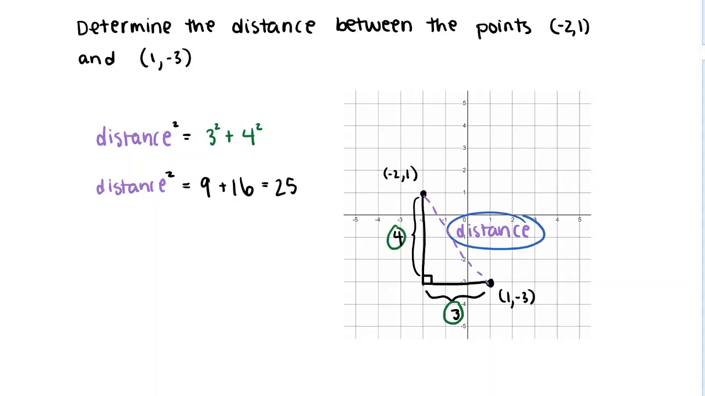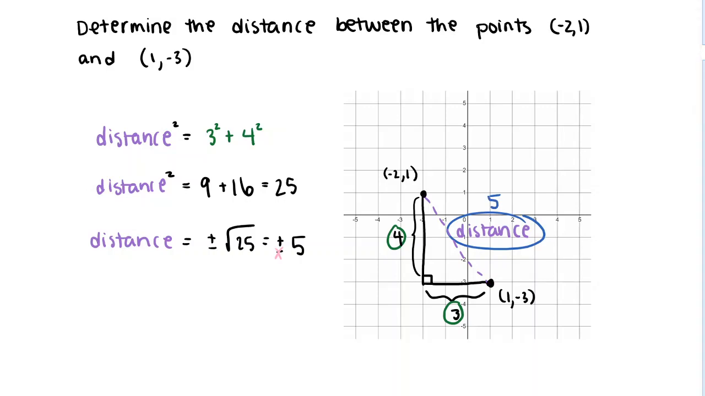Right, so the square of our distance is 25, and so if we were to take the square root of both sides, plus or minus the square root of both sides to solve this equation, we get plus or minus the square root of 25 is 5. And again, we're talking about a distance here. We can disregard that negative possibility. Right, so this distance is 5 units.